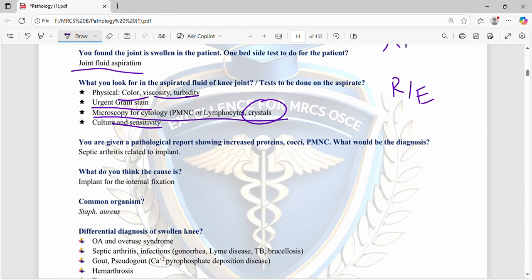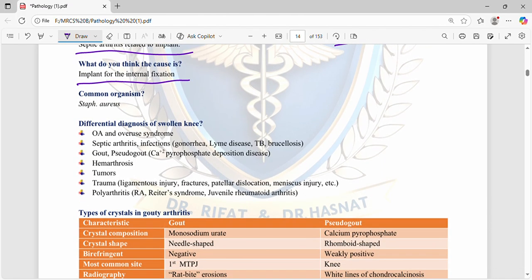You are given a pathological report showing increased protein, cocci, polymorphonuclear cells. What would be the diagnosis? Septic arthritis related to implant. What do you think the cause is? The implant for the internal fixation. Common organism: Staphylococcus aureus.